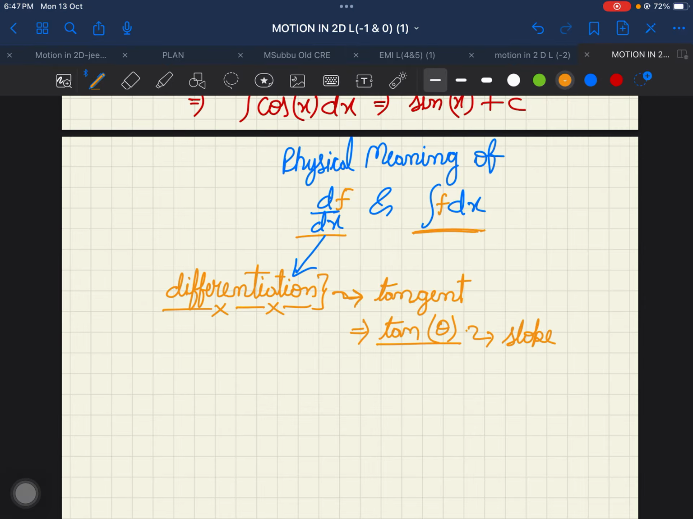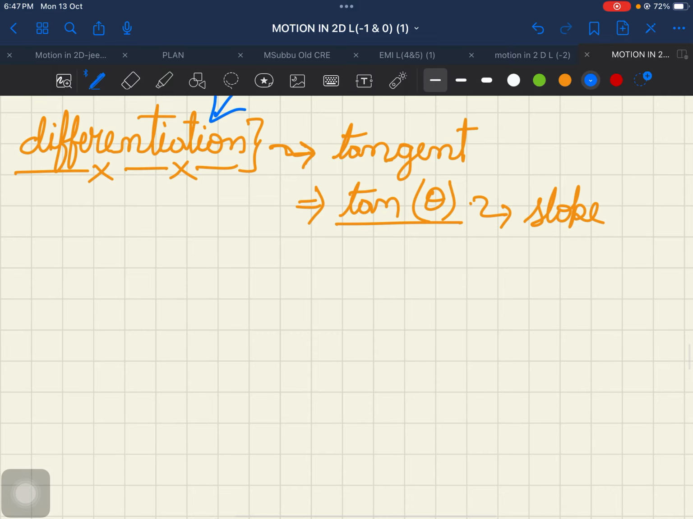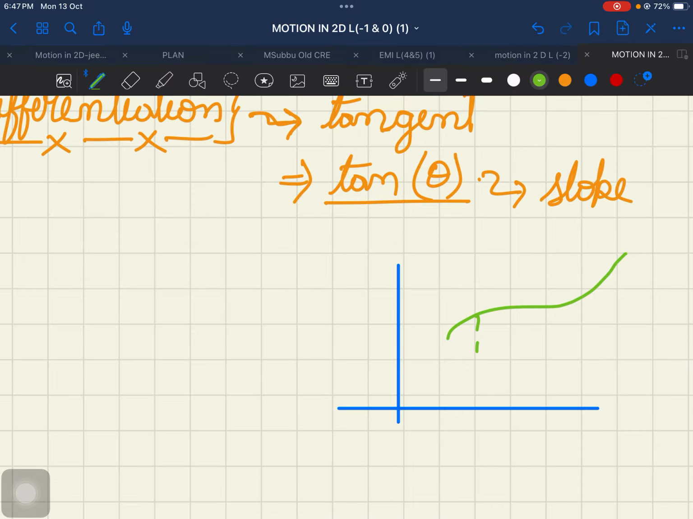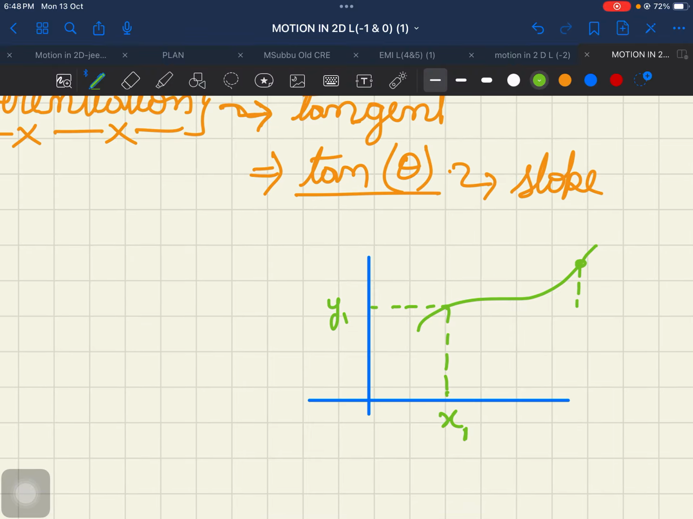For example, let me give you one example that will make it very clear. Suppose here you have a y-axis and an x-axis, and suppose here we have a curve like this. Suppose we have a point with coordinates x1 and y1, and another point with coordinates x2 and y2.